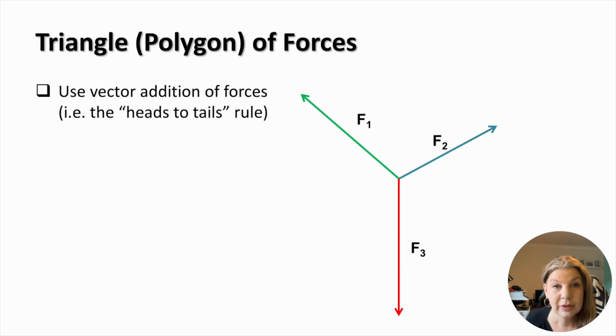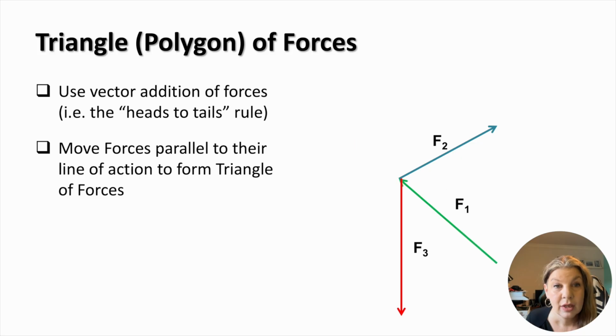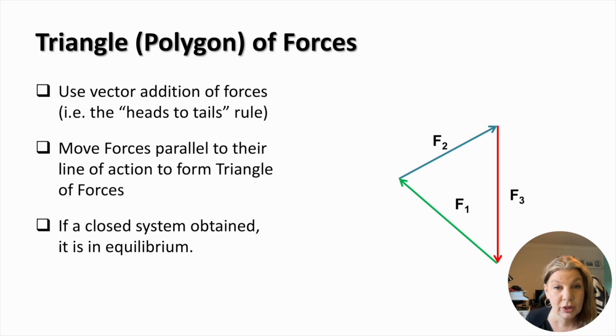The equilibrium of the concurrent system of forces can also be analysed graphically, using the vector addition of forces. It results in a force polygon, which becomes a force triangle in the case considered here. To build the force triangle, the forces are moved in parallel to their lines of action using the head-to-tail method. If the forces combine into a closed system, that is, when the head of the last vector coincides with the tail of the first vector, the system of forces is in equilibrium.